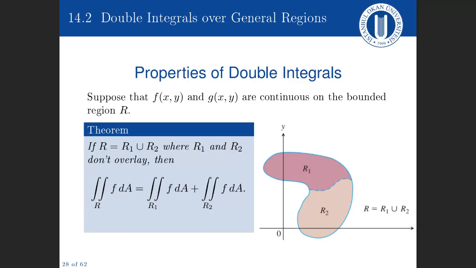If our region R can be split into two smaller subregions, R1 and R2, in other words, if R is the union of R1 and R2, and R1 and R2 are disjoint, they don't overlap, then the integral of f over R must be the same as the integral of f over R1 plus the integral of f over R2. Straightforward, right?